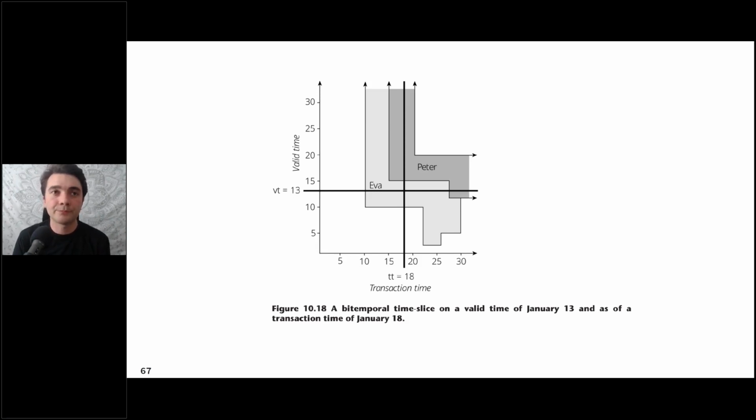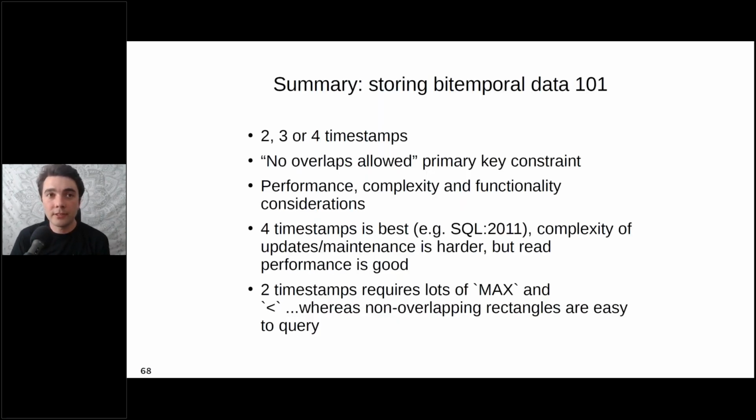in a traditional sense. So just to summarize what we just discussed, there are 2, 3, or 4 timestamps, or various ways of storing the data in your tables. You must make sure you don't have overlapping keys. There are performance considerations, of course, especially when you're adding all these extra steps in order to insert data and then to query it back out again. I've said 4 timestamps is best. We'll talk about SQL 2011 again in a minute. But there are always trade-offs if you're implementing this yourself.